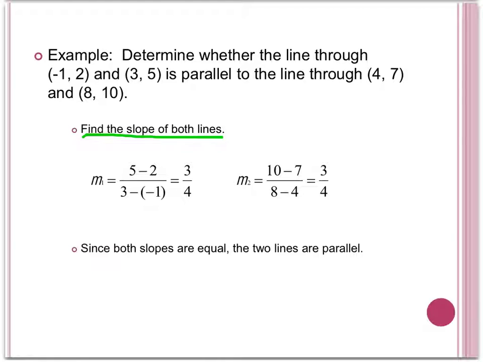By using the slope equation and plugging in the points, we find that the slope of the first line is 3/4. Doing so for the second line, we find that the slope is also 3/4. And since both slopes are equal, we know the 2 lines are parallel.